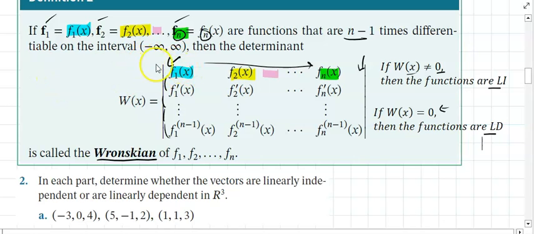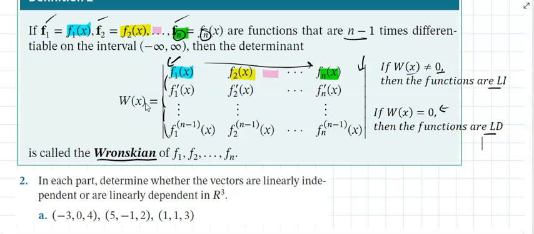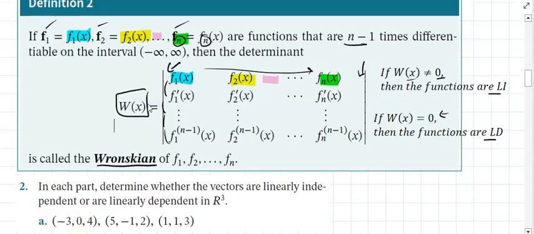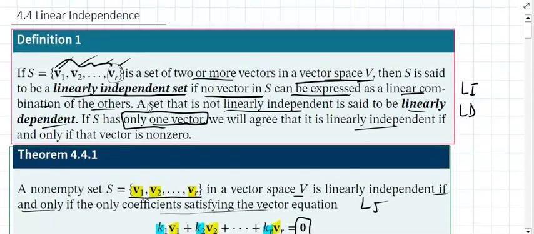So you list the functions, take a derivative of each until you get to n minus 1, and that will match. Then take the determinant of this. If the determinant equals 0, it's linearly dependent. I suggest you memorize one of those. This is called the Wronskian, the determinant of the list of f functions and their derivatives. That's what it's called. So we have this method.